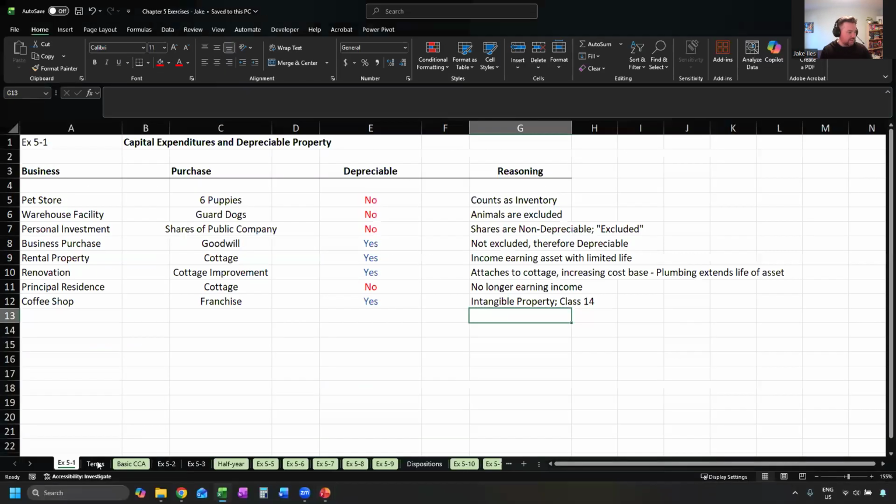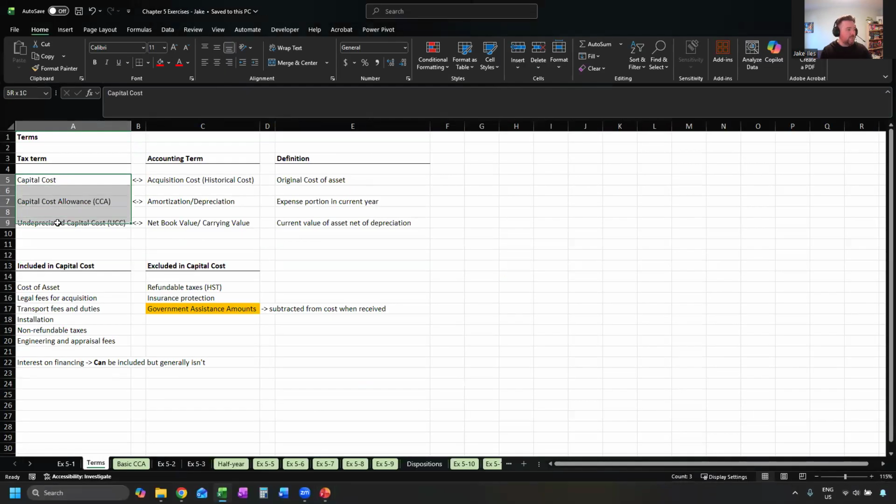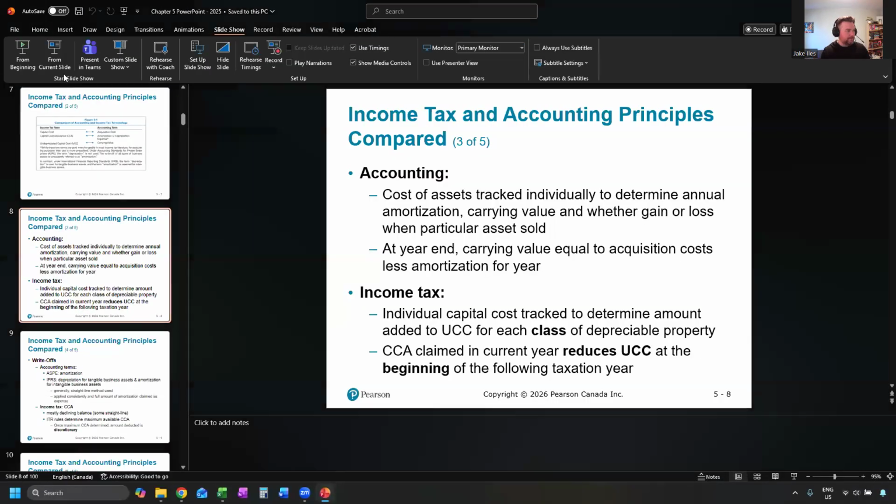Just for reference, I've included these terms. While I'm speaking in these lectures, I might accidentally use accounting terms because I'm more used to it. Try not to get confused. There is the equivalent term. So capital cost, acquisition cost, is always referenced as the original cost of the asset or property. Here are the items included in capital cost, and we'll get into certain items excluded from capital cost.